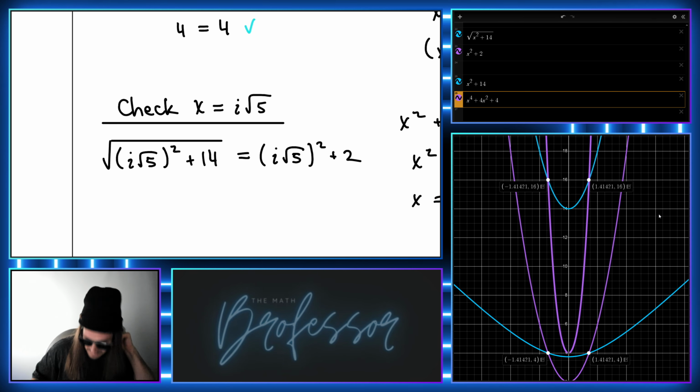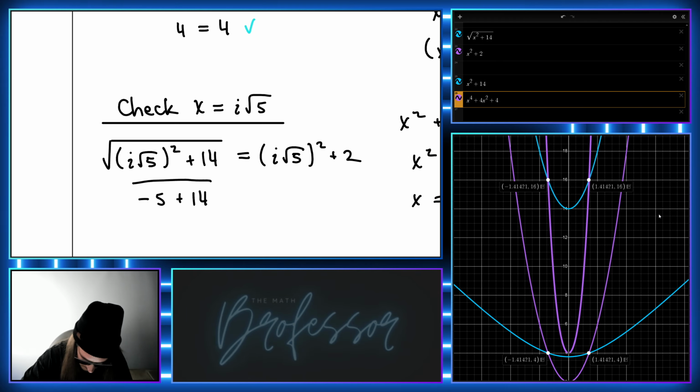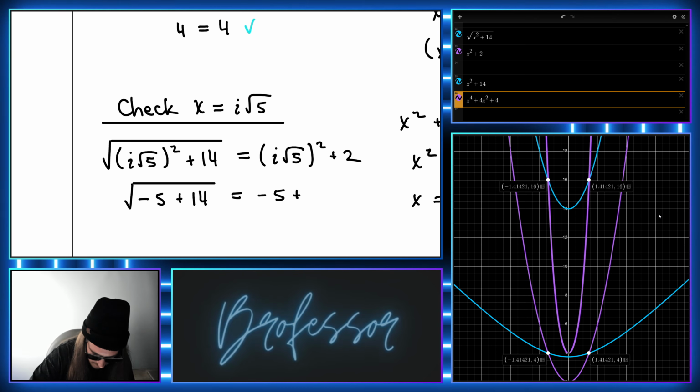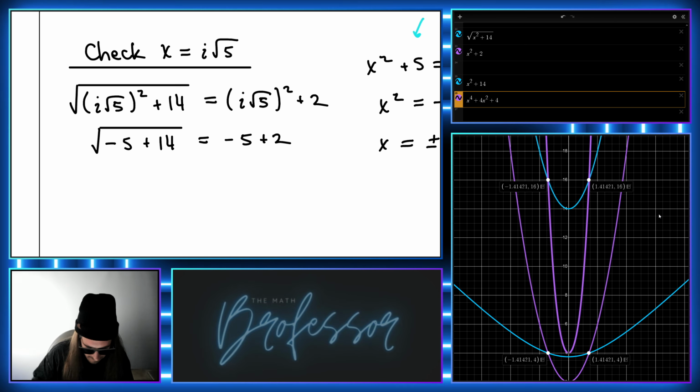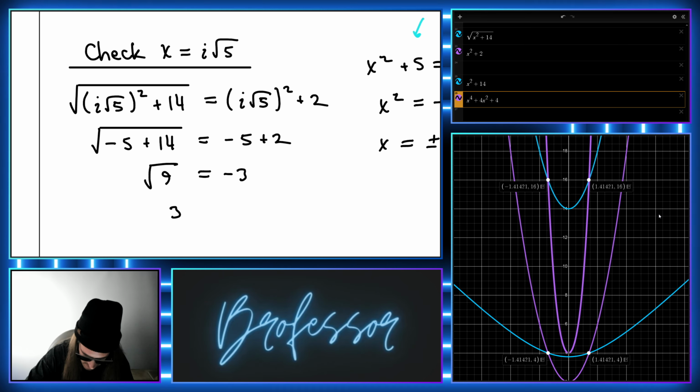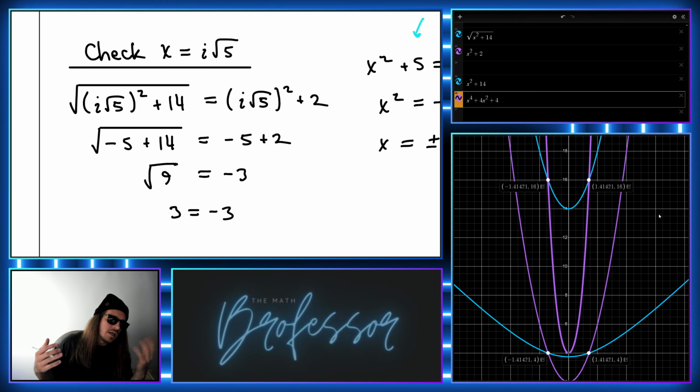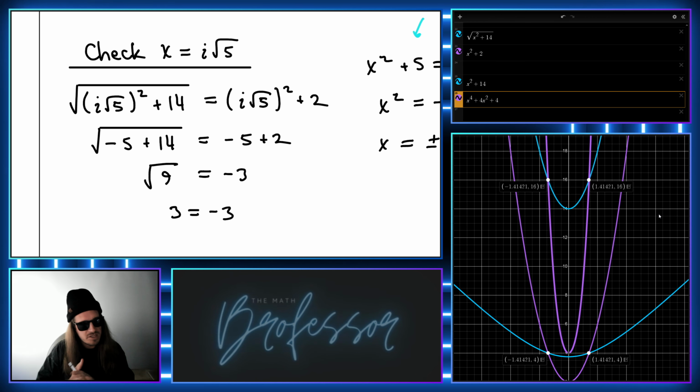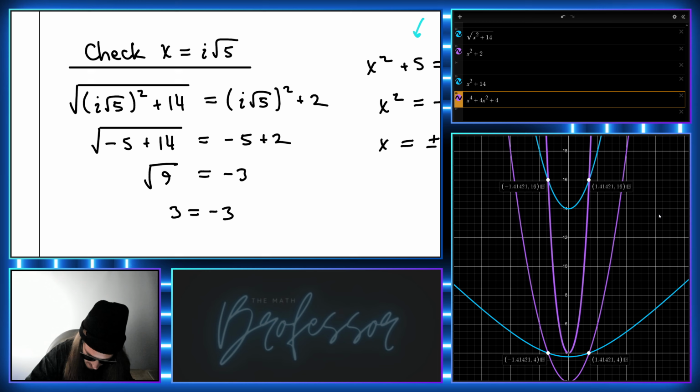All right, so we've got to simplify this. i squared is negative 1. Root 5 squared is 5, so that's going to be a negative 5, negative 1 times 5. Same thing over here. This will produce a negative 5 plus 2. Negative 5 plus 14 is 9. And then negative 5 plus 2 is negative 3. The square root of 9 is 3. And there it is again. You get a negative number equals a positive number of the same digit. But that's not true. 3 does not equal negative 3.